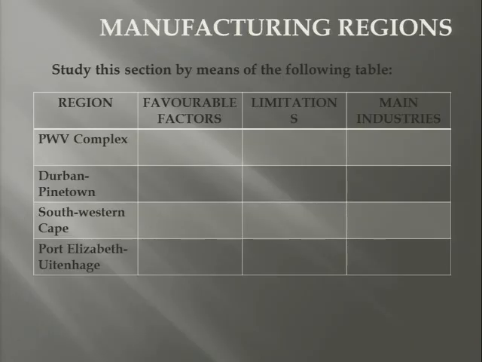Look, we can use this table to study our industrial regions. Look, I have PWV complex. I can list the favorable factors for that. What are the limitations? And then again, we need to know the types of industries that are there. So what are the favorable factors there? And then what are the limitations? And then what are the main industries? You can do this with all the industrial regions. It makes it simpler for us to understand them. We need to move on.